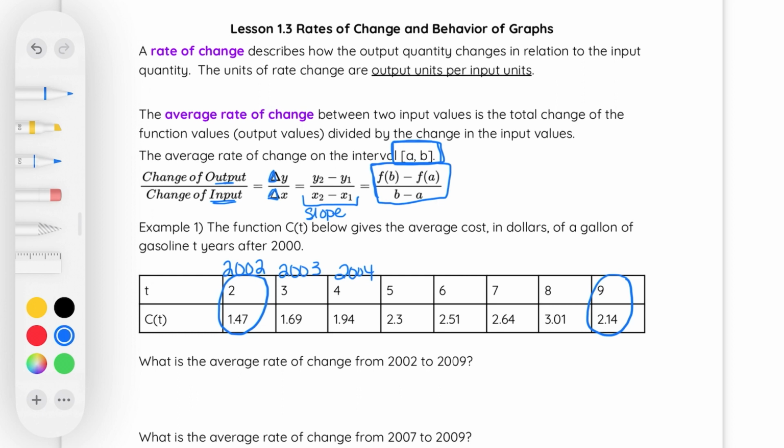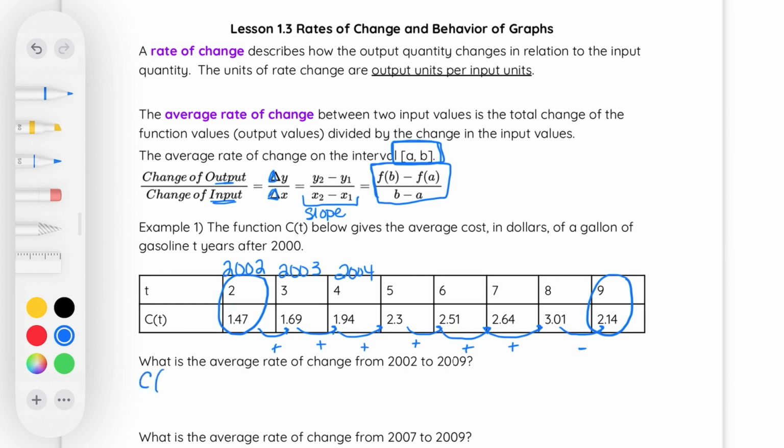As I'm looking at my graph, I notice that I'm increasing, but I'm not increasing by the same amount each year. And then notice here, I'm decreasing. So for the first years, I'm increasing and then I'm decreasing. So I'm looking for the average over all of these years. What was the average rate that we changed? We're not looking at a particular constant rate, but an average rate I'm looking for.